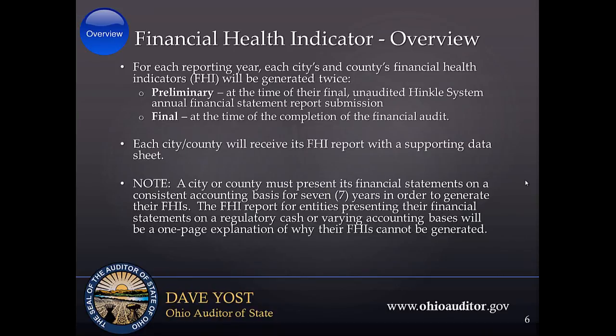For each reporting year, each city and county will have their financial health indicators generated twice. The preliminary report will be at the time that they file their Hinkle system unaudited financial statements and data. The final Financial Health Indicator report will be completed at the time of the audit and generated as part of the audit process. Each city or county will receive its report with a supporting data sheet. Please note that if an entity does not prepare its financial statements on a consistent basis of accounting for 7 years, we will be unable to generate their Financial Health Indicators reports. Those entities will receive a one-page report explaining why the financial health indicators cannot be generated.